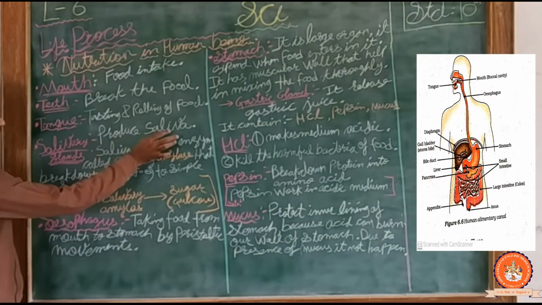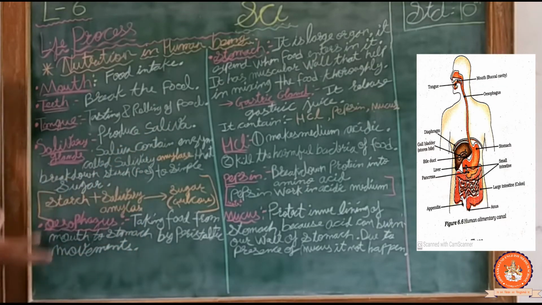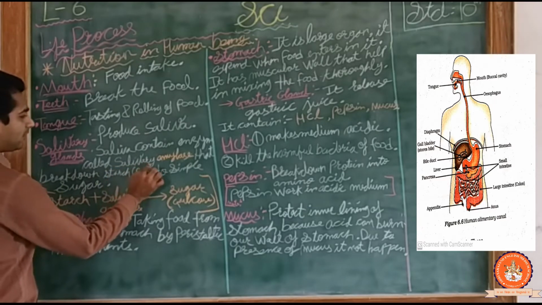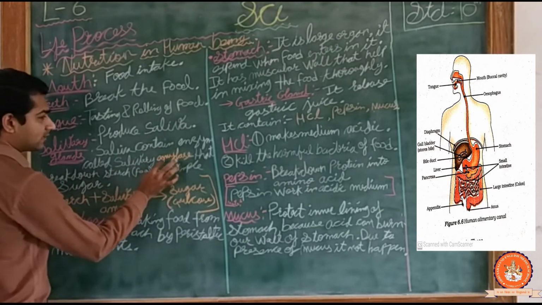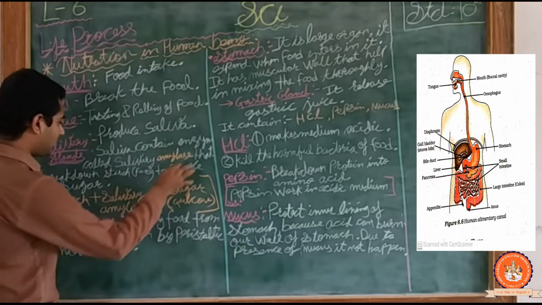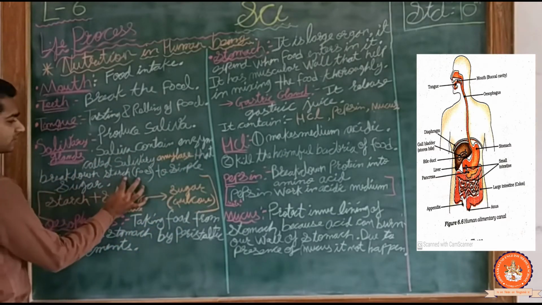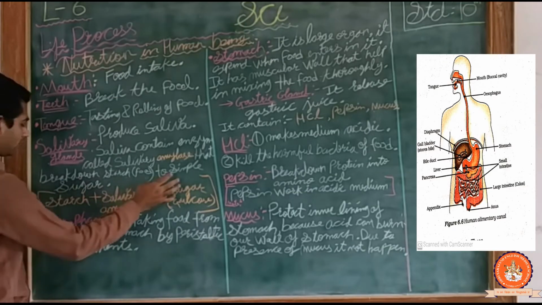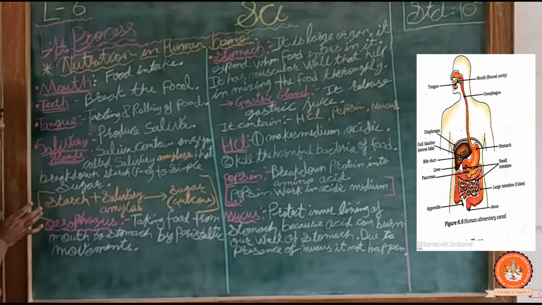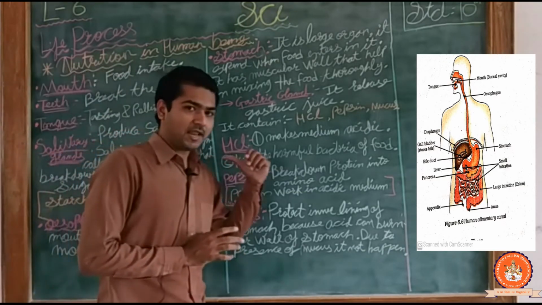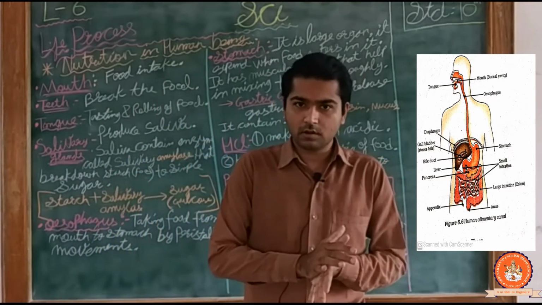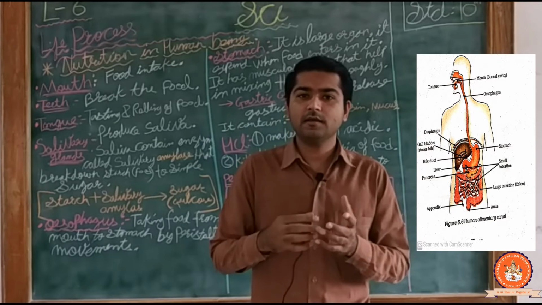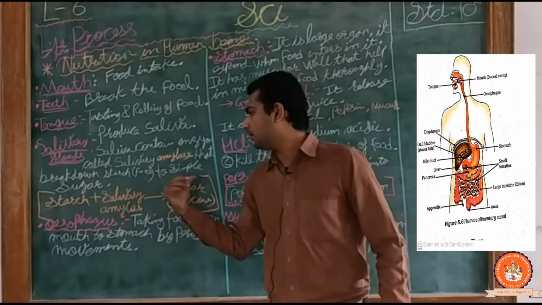Now what happens? This saliva contains one enzyme. Okay, the name of the enzyme is salivary amylase. Salivary amylase. What does that enzyme do? That breaks down the starch, or you can say food, to simple sugar. That salivary amylase breaks down the food which is in your mouth, and makes it into simple sugar.